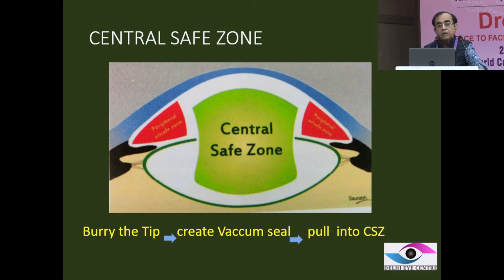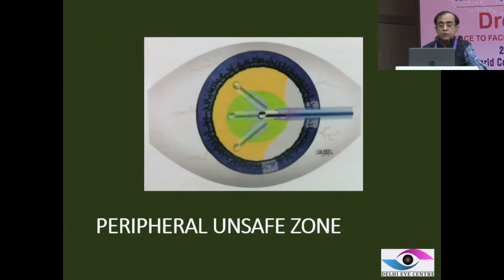And all other aspiration, chopping, everything you should try to perform in a central safe zone. That means you bury the nucleus, lollipop the nucleus, chop it, bring it to the center, because here maximum space is available for aspiration. Then aspirate there. So no procedure should be done in a peripheral unsafe zone, that means closer to the iris or closer to the posterior capsule. So this remains the basic irrespective of the type of the nucleus you are going to handle.